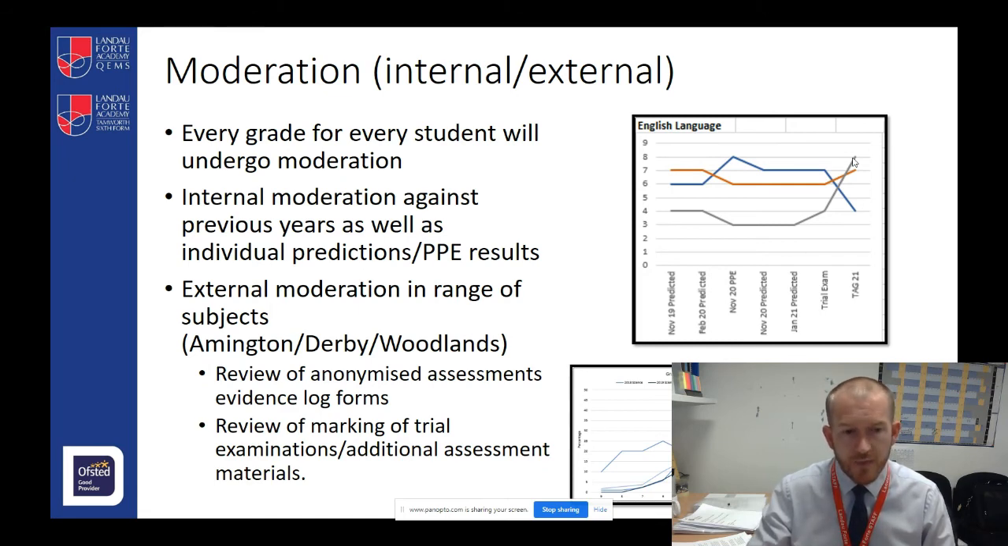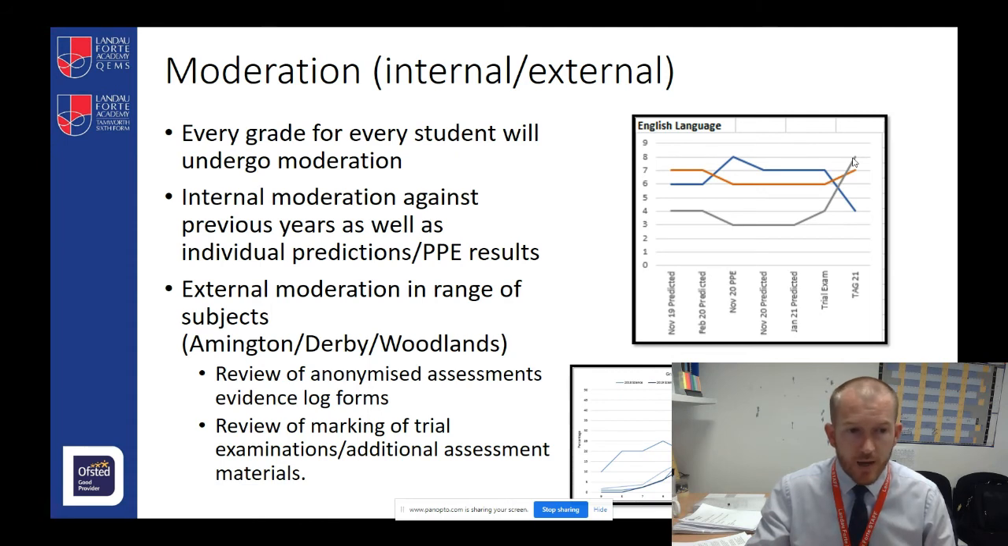On top of that, we're also conducting external moderation with some of our partner schools within the trust and other schools that we have relationships with. So external moderation will take place between Amington and Derby, Landau Forte partners, for GCSE subjects. And with Landau Forte Derby and another Derby school, Woodlands, for A level and level 3 subjects.